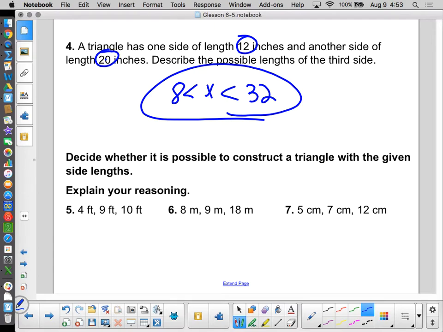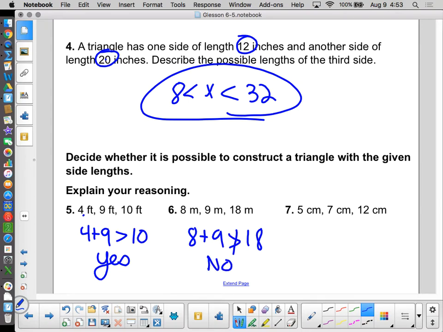Is it possible to construct a triangle with the given side lengths? Is the short plus short bigger than the long? 4 plus 9 is greater than 10. So that's a yes. 8 plus 9 and 18. 8 plus 9 is 17. So it is not greater than 18. So that's a no. 5 plus 7 and 12. 5 plus 7 equals 12, but it is not greater than 12. So that's a no.